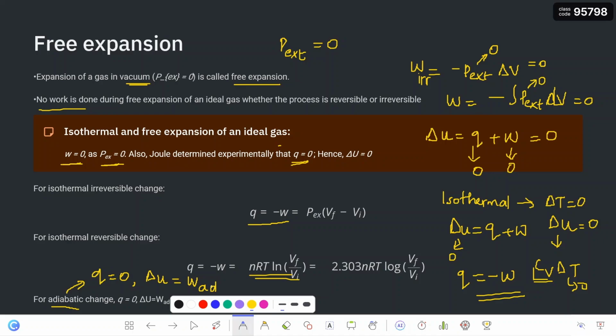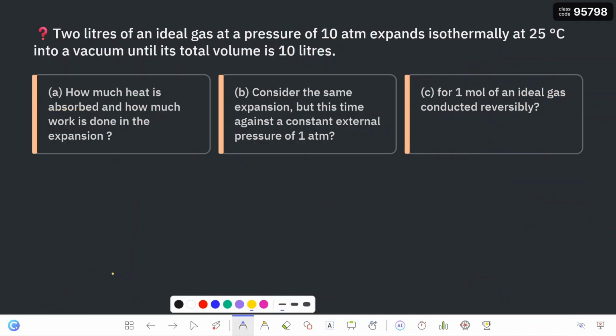So we have learned the equations for work done and heat, for isothermal, reversible and irreversible. These equations are very important. You should remember, for irreversible and for reversible, what are the equations. And for adiabatic, there is no equation you need to remember. When you remember the first law of thermodynamics, you can understand this. Adiabatic means there is no heat transfer, so Q will be equal to 0. So using these equations, we'll see a problem next.